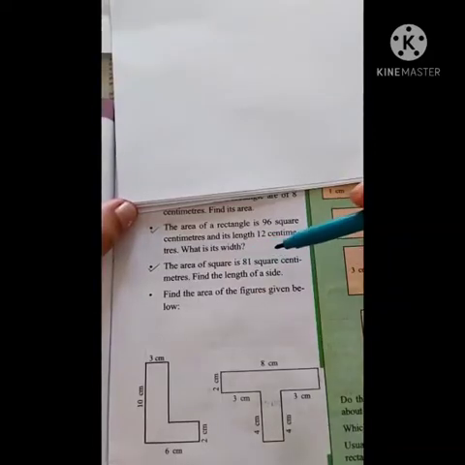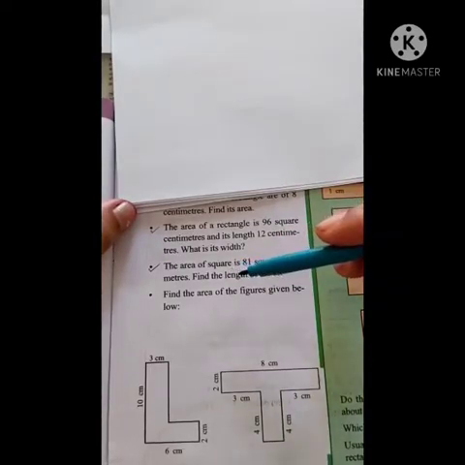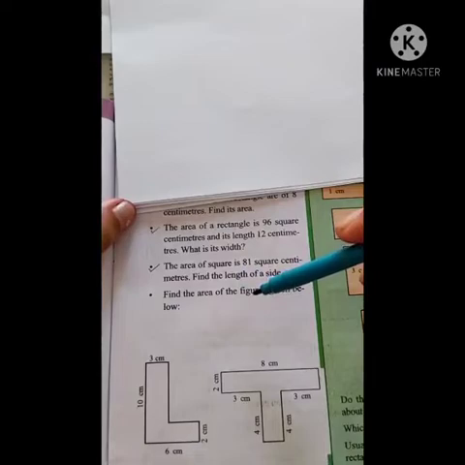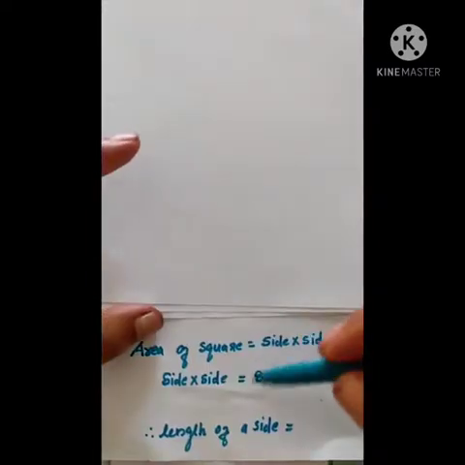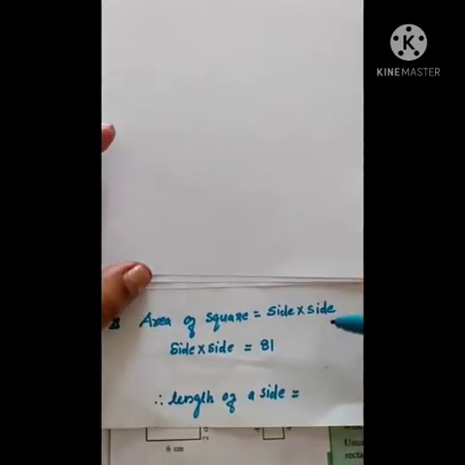The area of a square is 81 square centimeters. Find the length of a side. Area of a square is equal to side into side. All sides are equal, so usually we cannot say length into breadth. The area of a square is equal to side into side.